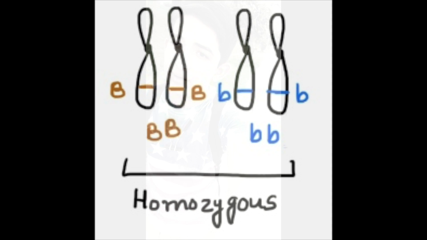Now we have, what does homozygous mean? Homozygous is a trait that's made up of 2 of the same alleles. So it can either be dominant or recessive. Again, homozygous is like capital A, capital A, or lowercase a, lowercase a.